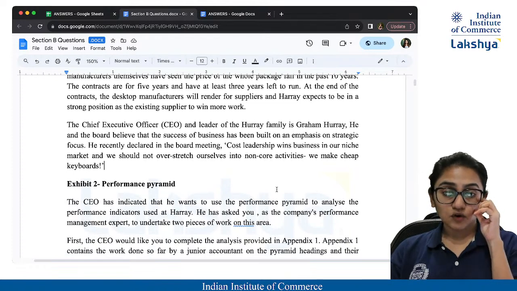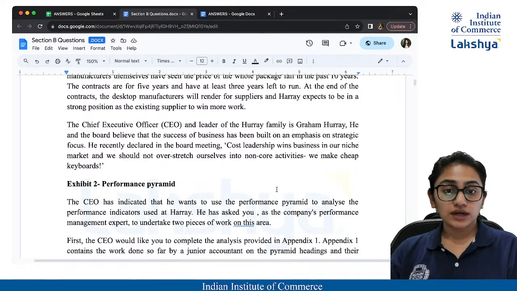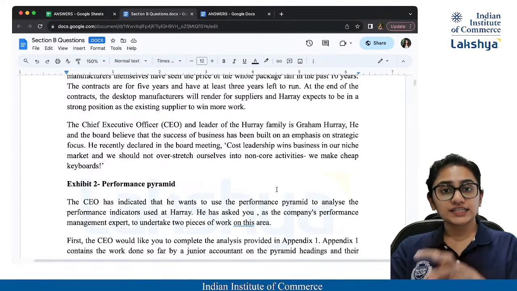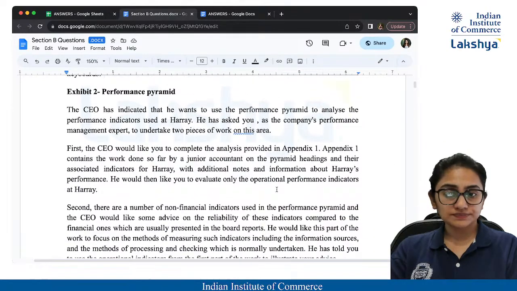The Chief Executive Officer, CEO and leader of the Harry family is Graham Hurray. He and the board believe that the success of the business has been built on an emphasis on strategic focus. He recently declared in the board meeting, cost leadership wins business in our niche market, and we should not overstretch ourselves into non-core activities. We make cheap keyboards, that is, we need to focus on what is our expertise and not overstretch ourselves in non-core activities.